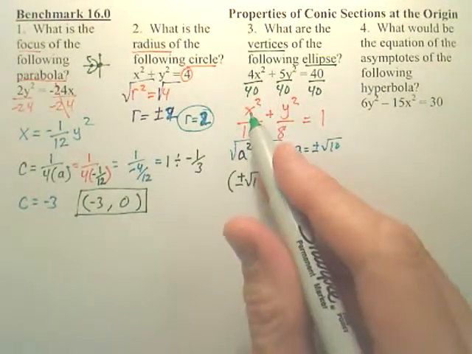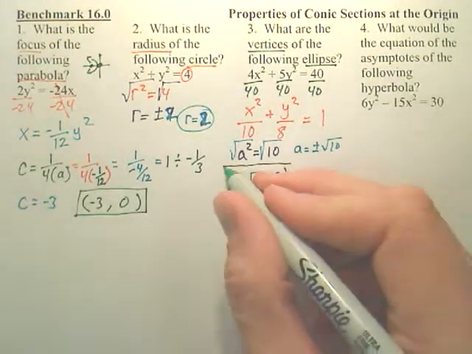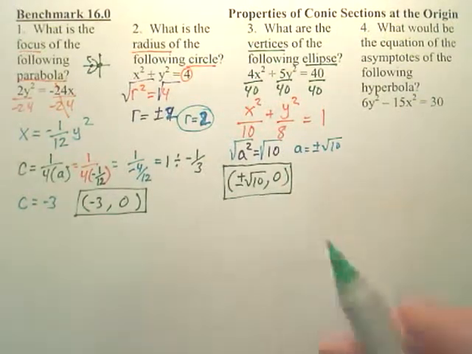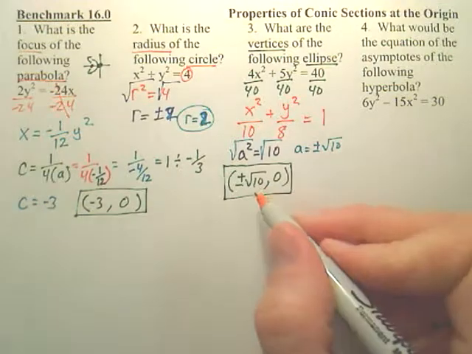Because the square root of 10 came from the x, I put my square root of 10 in the x spot. Now, if the square root of 10 came from under the y, you put it in the y spot and 0 in the other place. So anyway, that would be your vertices.